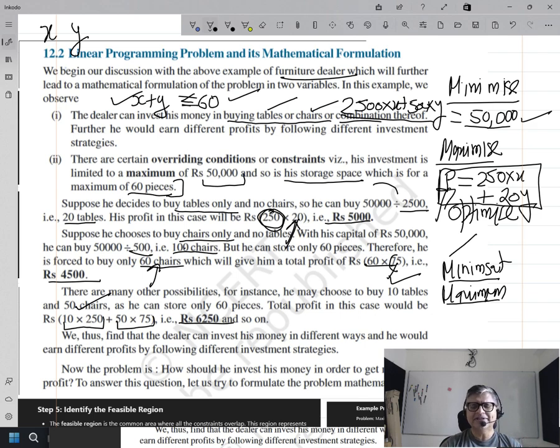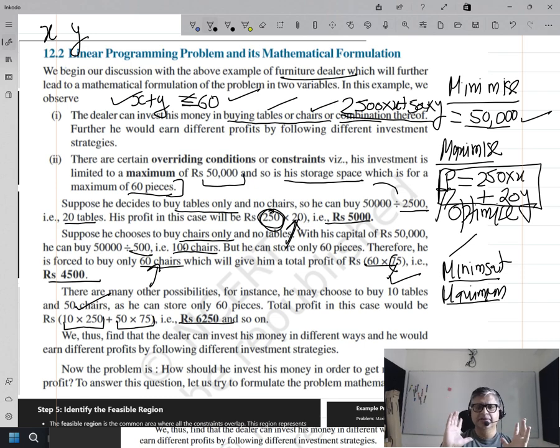In this question, what is to be done? Tables have to be bought and chairs have to be bought. So let the number of tables be X. Let the number of chairs be Y.